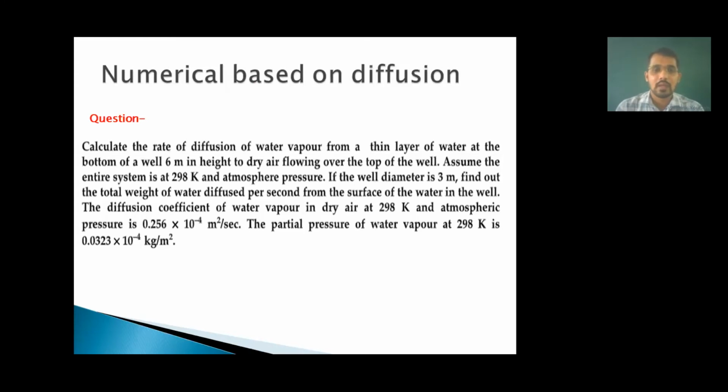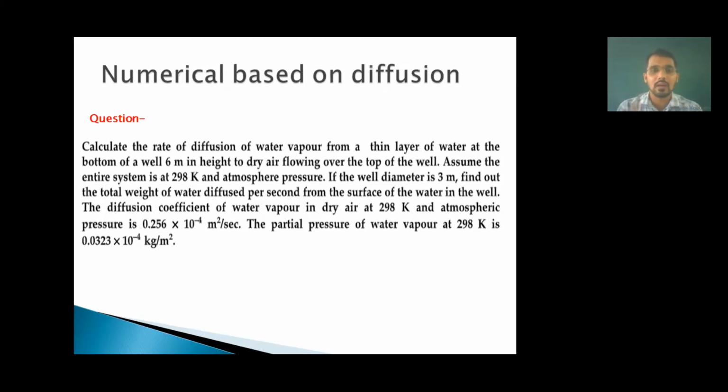After that, the entire system temperature is given, that is 298 Kelvin. Pressure is atmospheric pressure. Diameter of the well is 3 meter. And we have to find the total weight of water diffused per second from the surface of the water in the well. And finally, there are two things also given at 298 Kelvin. First one is the diffusion coefficient of water vapor in the dry air, meaning DAB. Component A is water vapor and component B is dry air.